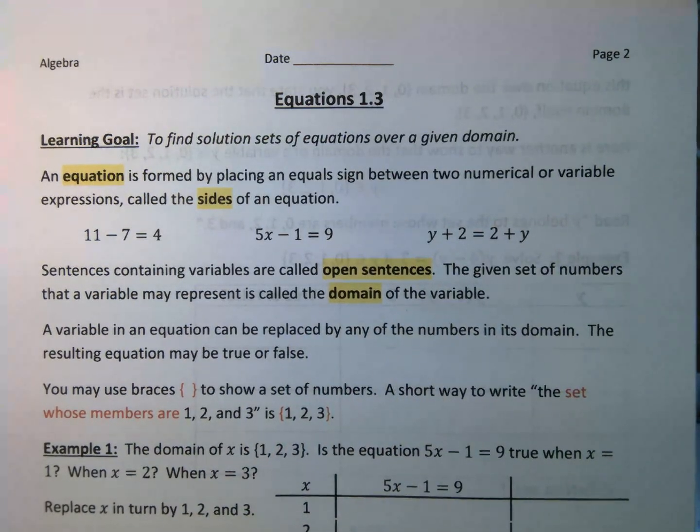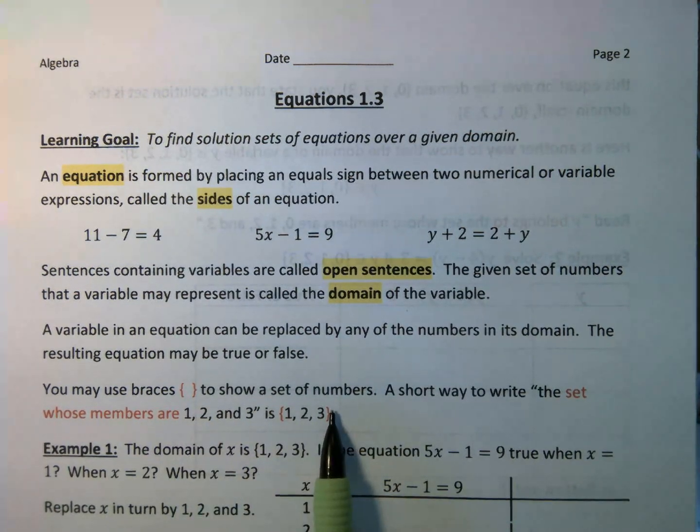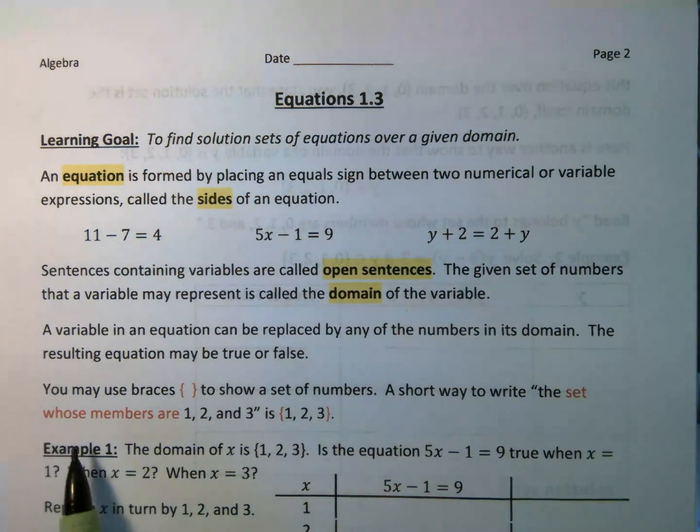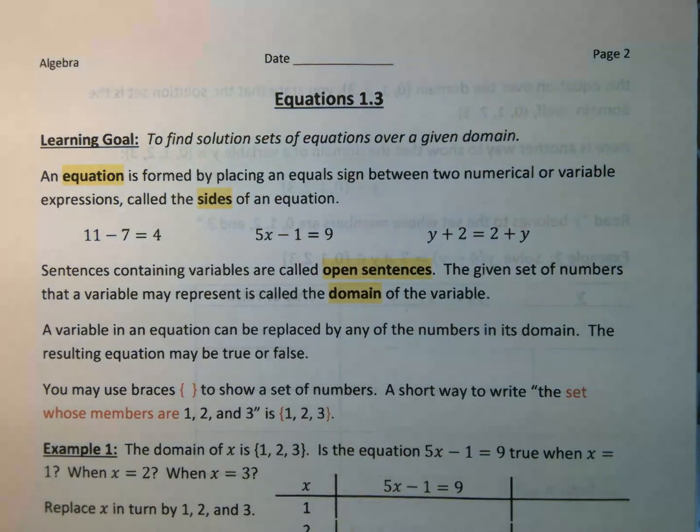The given set of numbers that a variable may represent is called the domain of the variable. A variable in an equation can be replaced by any of the numbers in its domain. The resulting equation may be true or false. You may use braces to show a set of numbers. A short way to write the set whose members are 1, 2, and 3 is just to put them in braces. Don't use parentheses because that indicates something else. But braces will indicate that it's a set of solutions or a domain.